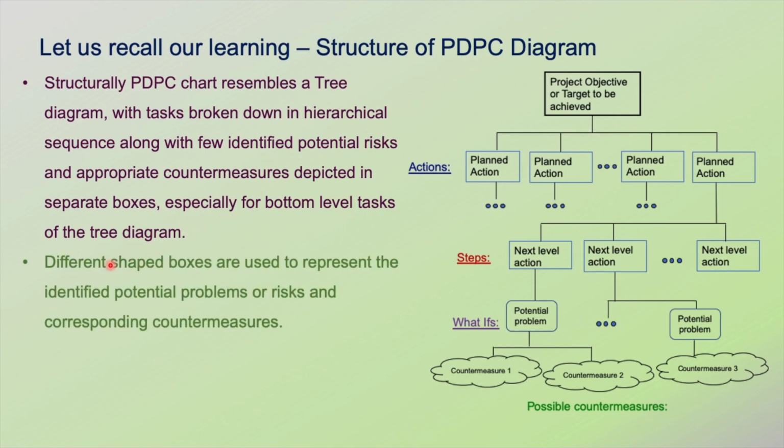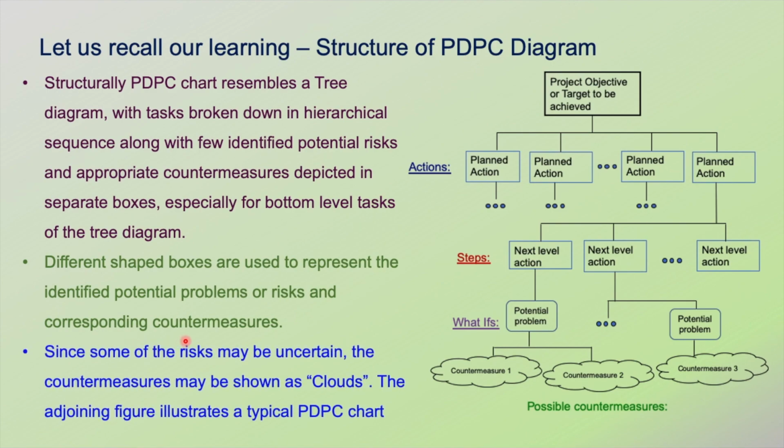Okay, so different shaped boxes are used to represent the identified potential problems or risks and corresponding countermeasures. Since some of the risks may be uncertain, the countermeasures may be shown as clouds. Since some uncertain situations may or may not happen, we may show it as clouds. In this case, we are seeing a typical PDPC chart in the adjoining figure. So this is the project objective or target to be achieved.